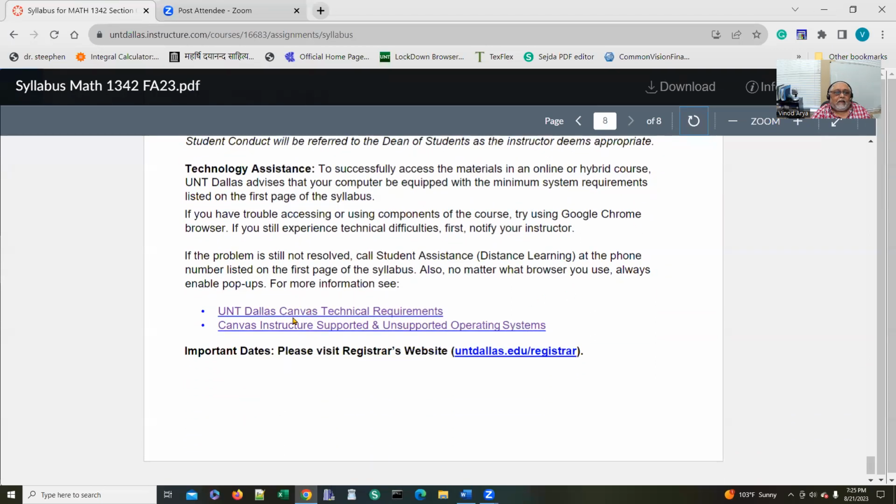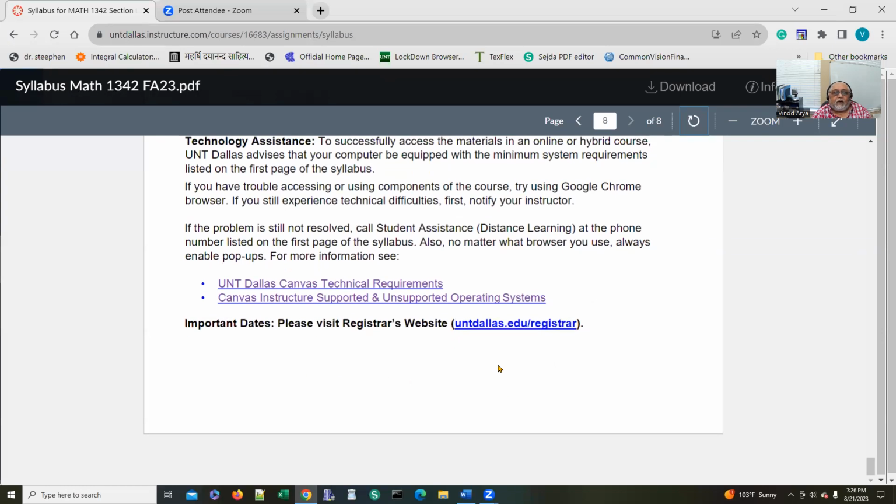Okay, this is the technical requirements. We will come to that a little later. And this also I said I will come to later. If you want to find out the important dates for the fall, that means when you can withdraw, when you can do partial withdrawal, when you can drop, when you can do the withdrawal from the university entirely. All these details can be found at the registrar's website.